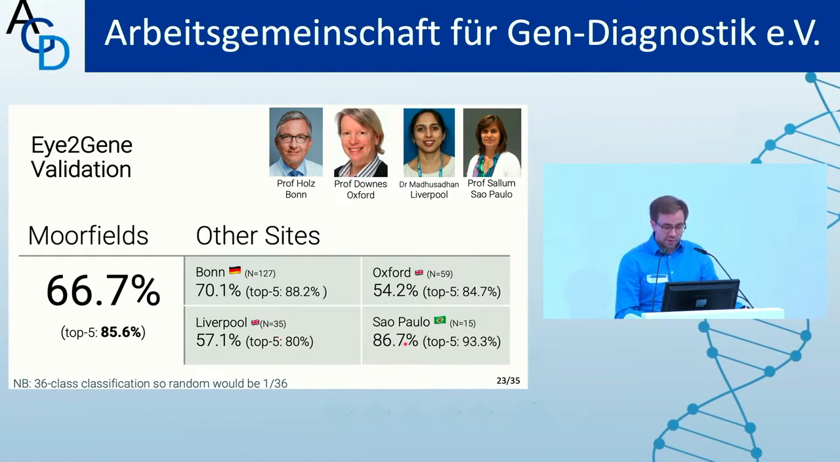We also managed to get a small data set from Sao Paulo, from Brazil. Obviously, we always want to get more data. That's the key. And again, as Behnam mentioned, when people see 50%, they think, okay, that's not very good. But if you think that you're classifying between 36 genes, then it's pretty good, much better than random.